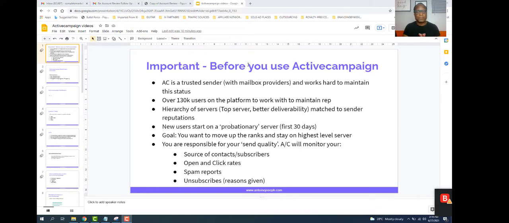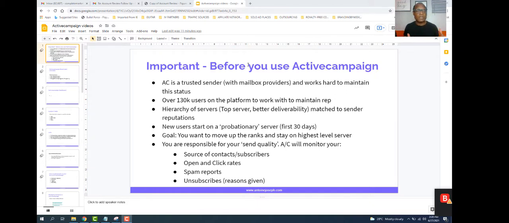You will be downgraded. So as you have gotten your new account, the first thing ActiveCampaign does is they put you on a probationary server. And a probationary server is to observe how you use ActiveCampaign. And for a period of 30 days, you will be on that server. And at the end of 30 days, ActiveCampaign then makes a decision where you belong based on the integrity of your account. So from day one, there are a few things you want to do, because the goal here is for you to move up the ranks and stay on the highest level server possible. Now, the way you do that is that you have to consider a few things.